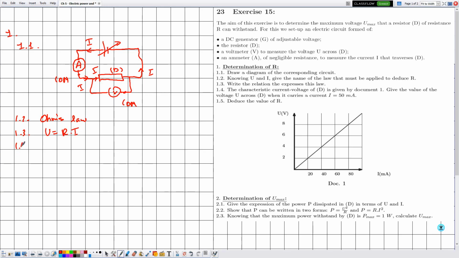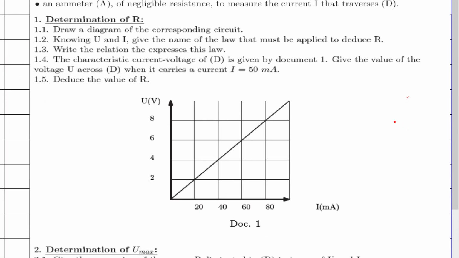Now in 1.4 they are telling me the characteristic current-voltage of D is given by document 1. Then now they mention document 1, we can use it. So give the value of the voltage U across D when it carries I equal to 50 milliamps. So what does this document represent? It represents the variation of U as function of I, and this is the curve. So the curve is the path from I to U and from U to I. Whenever we know the value of U, we know the value of I by considering the corresponding point on the curve, then moving to the corresponding axes.